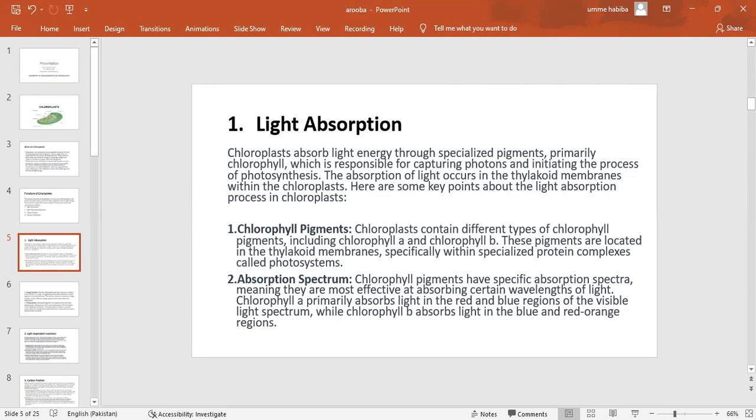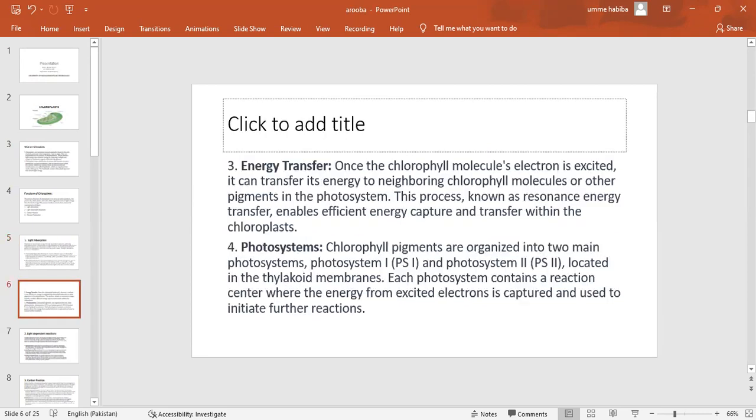Absorption spectrum. Chlorophyll pigments have a specific absorption spectrum, meaning they are most effective at absorbing certain wavelengths of light. Chlorophyll A primarily absorbs light in the red and blue regions of the visible light spectrum, while chlorophyll B absorbs light in the blue and red-orange region.